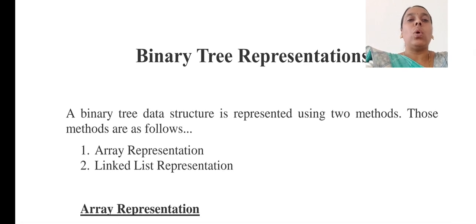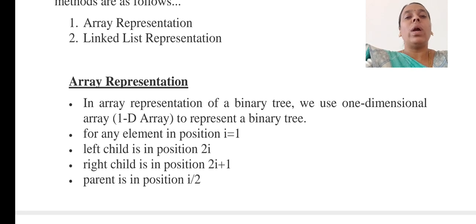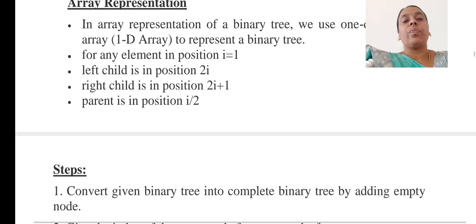The next concept is binary tree representation. How can the binary tree be represented? We use two ways to represent the binary tree. The first one is array representation, the second one is linked list representation. In array representation, we use a one dimensional array to represent the binary tree. Here is how the elements are positioned. For any element at position i, the left child position is 2i, the right child position is 2i plus 1, and the parent is at position i by 2.